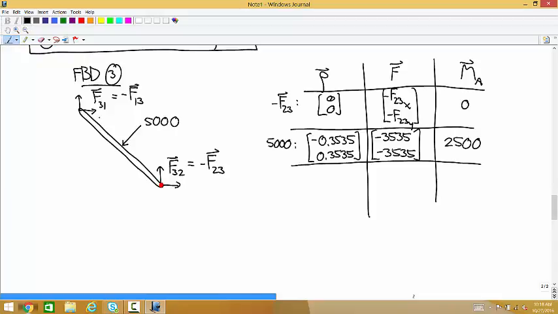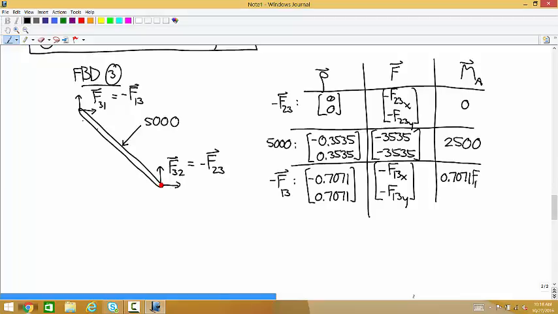And then for negative f(1,3), what's the rho vector for that? Yep. That's right. And the force is negative f(1,3)x, negative f(1,3)y. And so the cross product is positive 0.7071 f(1,3)y plus 0.7071 f(1,3)x.